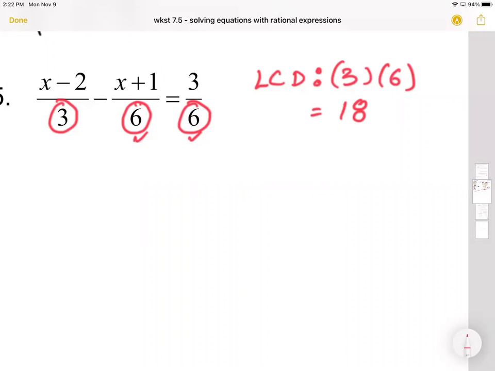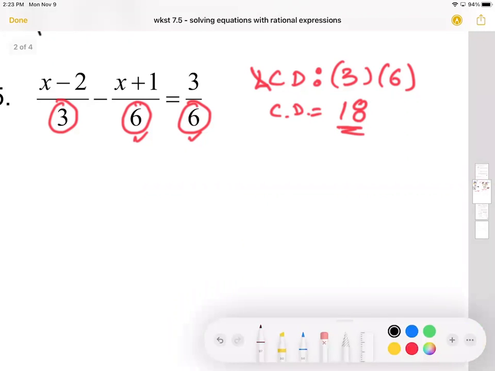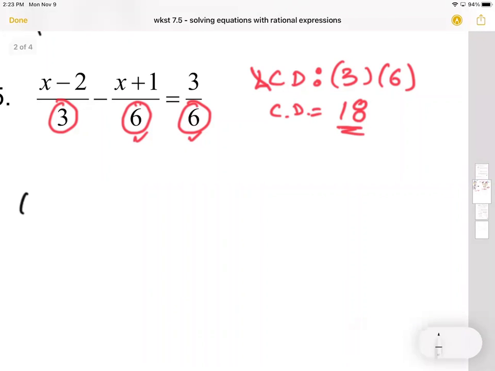But let's say that we don't have an LCD. Let's say we just have a common denominator, the CD, and this CD, I took the 3 times the 6. Will it work? Yes, it will definitely work. It's just that you will work with a big number. But whoever used 6 and found the answer, that's good. If you don't use 6 and you use 18, this is the only thing we have.